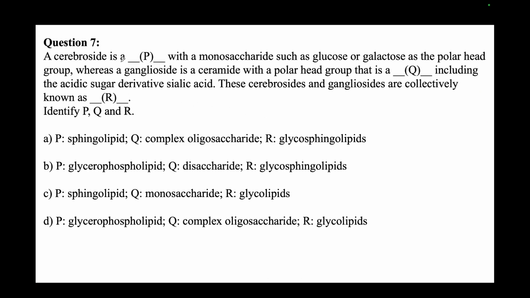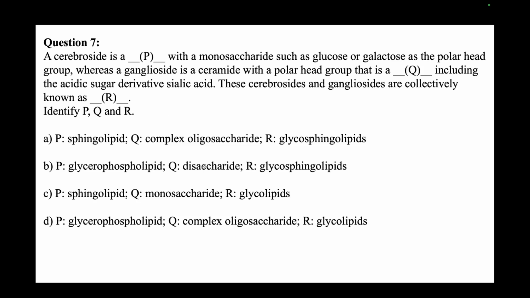A cerebroside is a P with a monosaccharide such as glucose or galactose as the polar head group, whereas a ganglioside is a ceramide with a polar head group that is a Q, including the acidic sugar derivative sialic acid. These cerebrosides and gangliosides are collectively known as R. Identify P, Q and R.